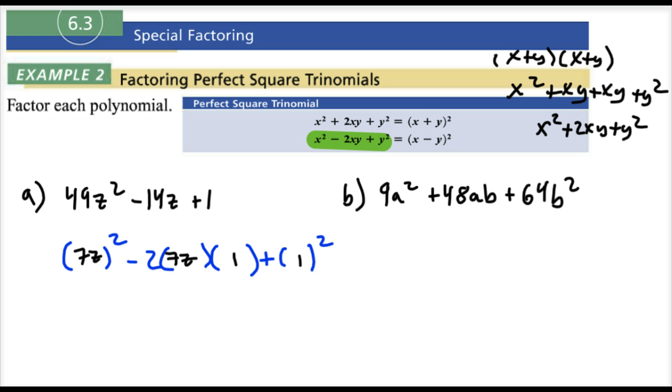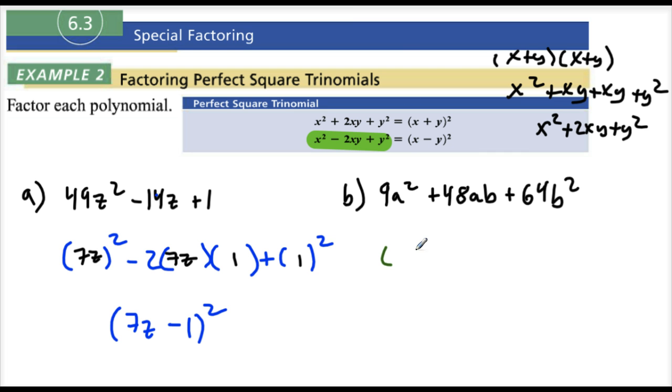So the factored form of this is just going to be simply x minus y squared. So my first term minus my last term, squared. All right, so this is equivalent to that. This is the factored form, and this is the expanded form. All right, let's do the same thing over here.